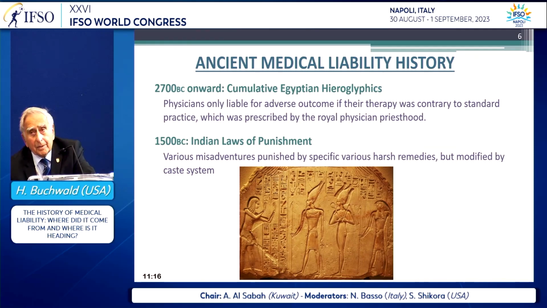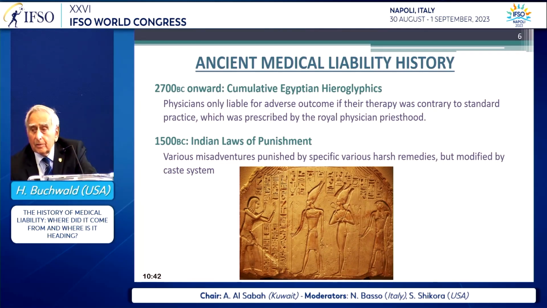Now, from about 2700 BC onward, there are many hieroglyphic writings cumulative in Egyptian papyruses that refer to bad medical outcomes against the standard of care. So the introduction of the concept of standard of care goes back to Egypt. But what was the standard of care? It's what the royal physician priesthood said it was.